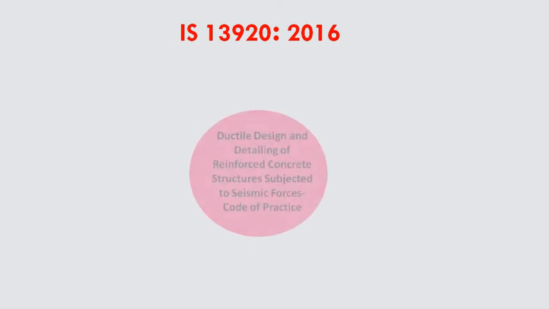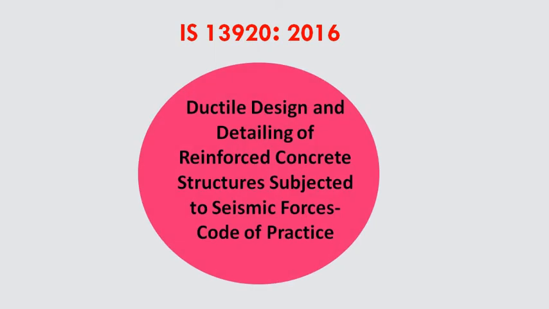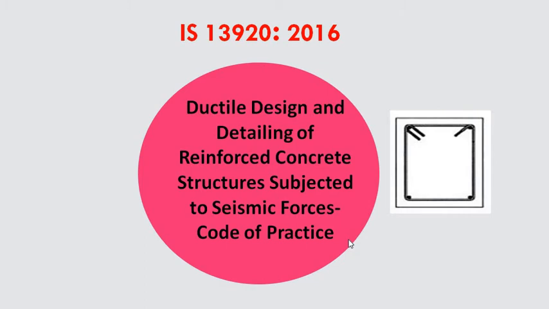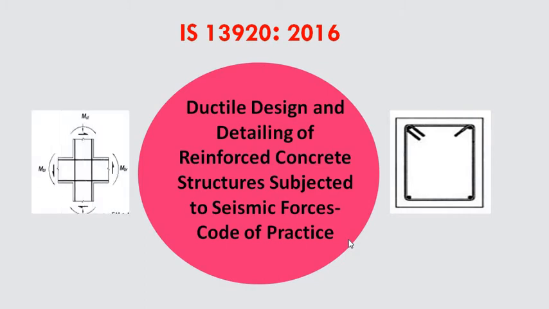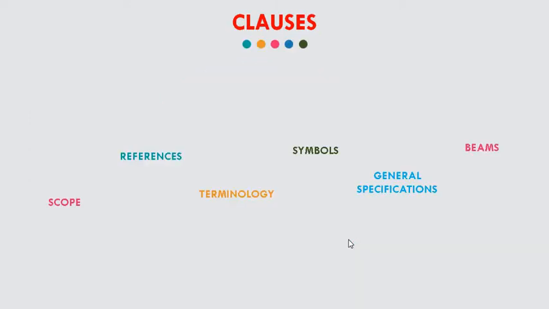Today we will discuss our code, IS 13920:2016. It is the code of practice for ductile design and detailing of reinforced concrete structures subjected to seismic forces. This standard covers the requirement for designing and detailing of members of reinforced concrete structure designed to resist lateral effects of earthquake shaking so as to give them adequate stiffness, strength, and ductility to resist severe earthquake shaking without collapse.